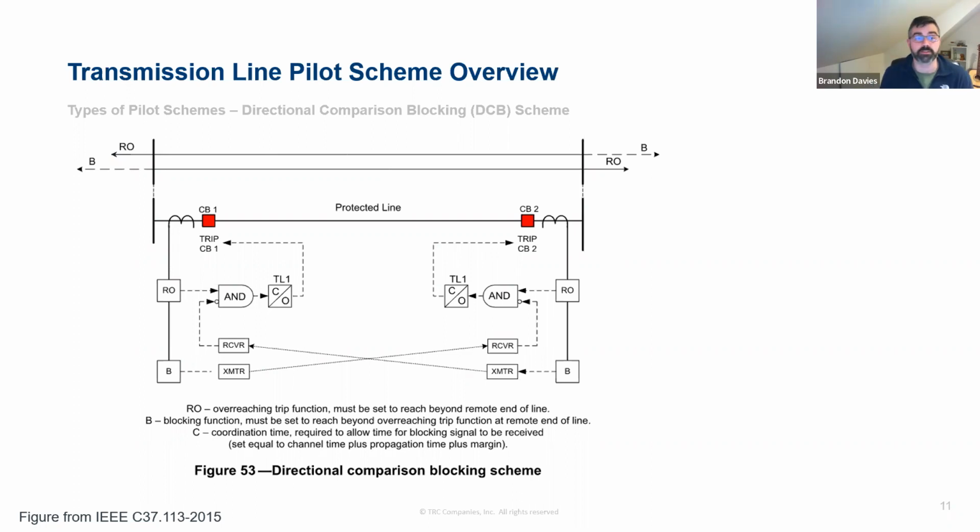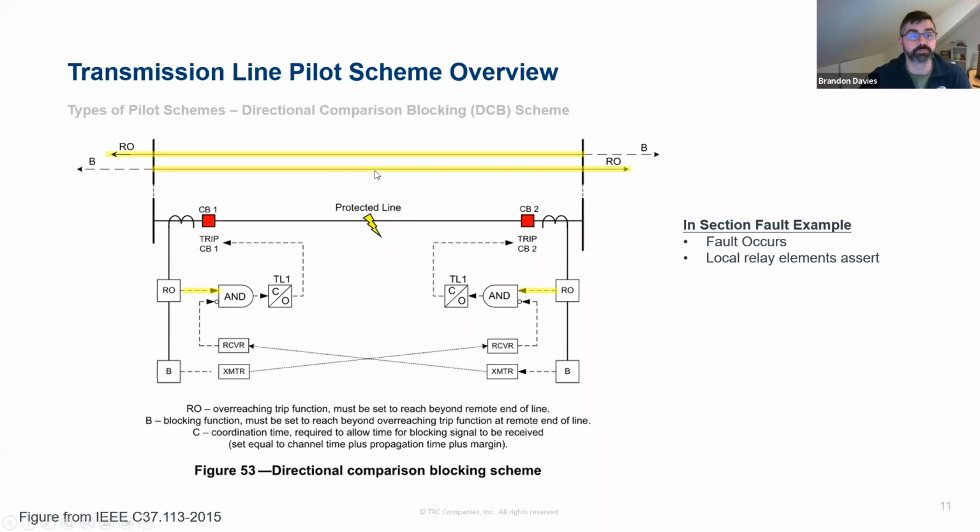And this type of scheme has the advantage that you can use a carrier system over the protected line as your communications medium, because the signal we're trying to get from one terminal to the other is that the fault is not on the line, rather than that the fault is on the line. If a fault's on the line, there's a chance you're not going to be able to get your signal through. So if we go through those same types of examples here for an in-section fault, we have the fault occur.